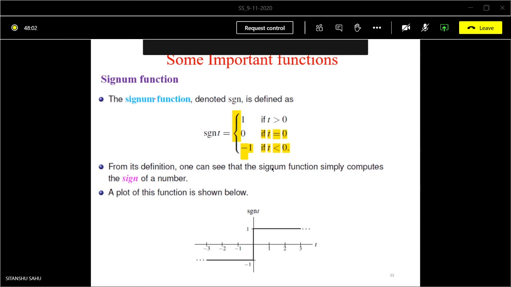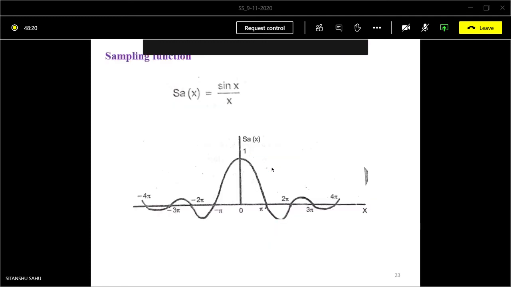First is the signum function, which we have already discussed. The signum of t is 1 if t is greater than 0, it is 0 if t equals 0, and it is minus 1 if t is less than 0. So this is the signum function.